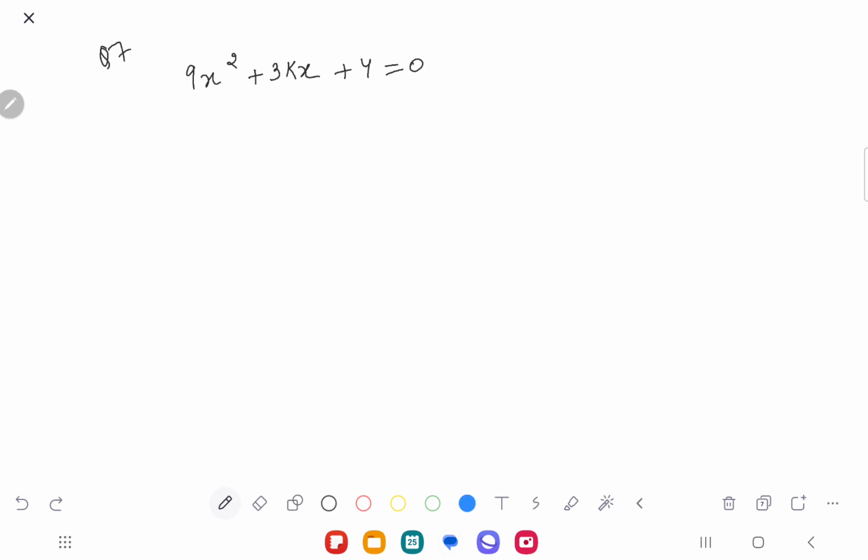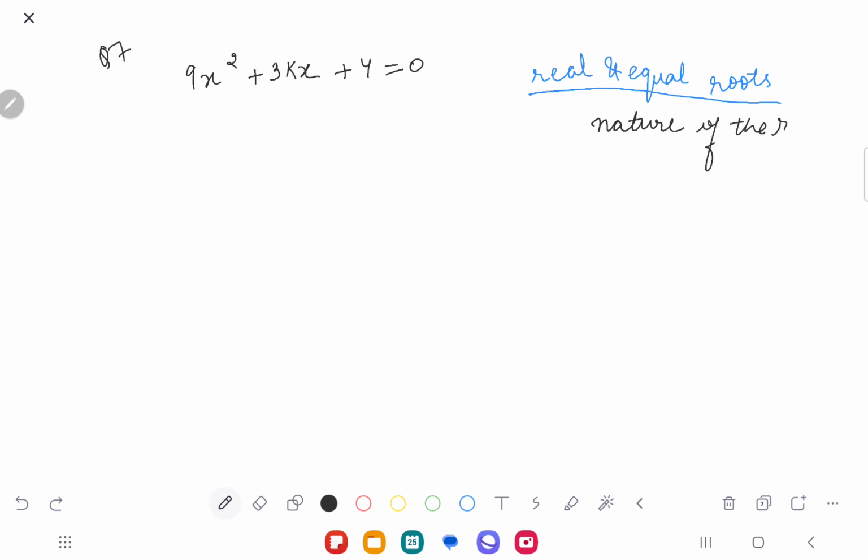And the question says that the equation has real and equal roots. So, if it has real and equal roots, it says what is the value of k? I do not know the roots. I just know the nature of the roots. Are you understanding? So here, what am I going to do?